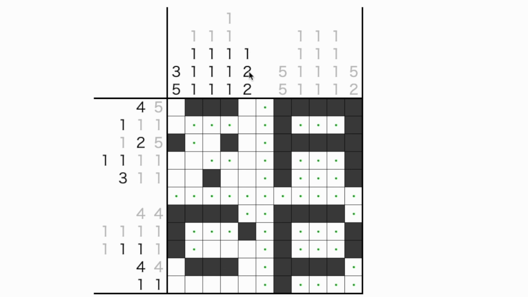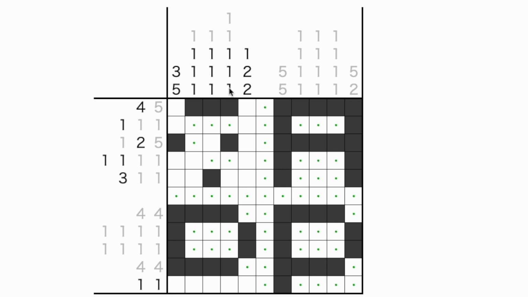In this column, we've got a 1 and 2 2s. So this cell, could it be part of the 1? If it were, we wouldn't have room to put 2 2s below it. So it is one of the 2s. So that is definitely shaded. That is definitely unshaded. And that has given us the composition of this row, all 4 of them. It's given us the composition of this row, both of the 4s.